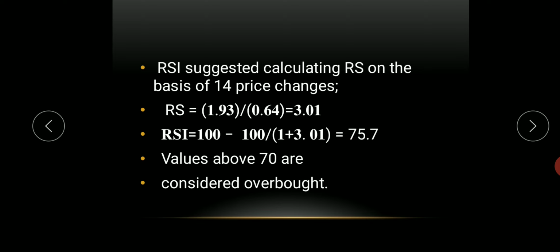In our example, you got the number 75.7, so you compare it with 70. As this number is higher than 70, you can say that this security is highly demanded. The average gain of the day is higher than the average loss of the day. The value is above 70, so it is considered overbought. You got the idea? So this is RSI, the relative strength index.